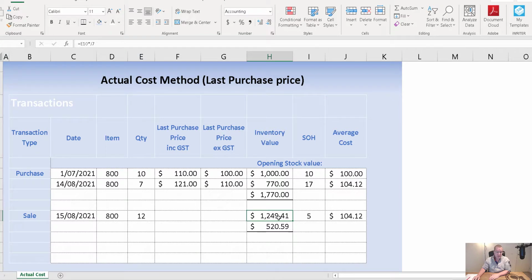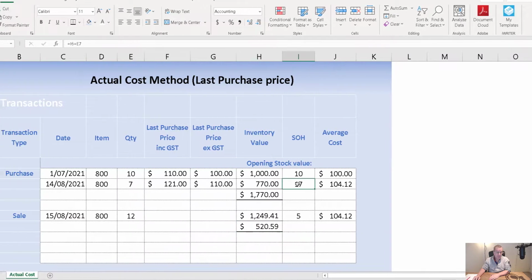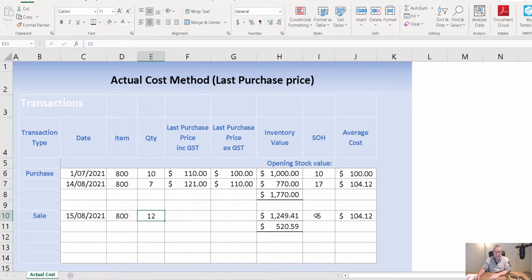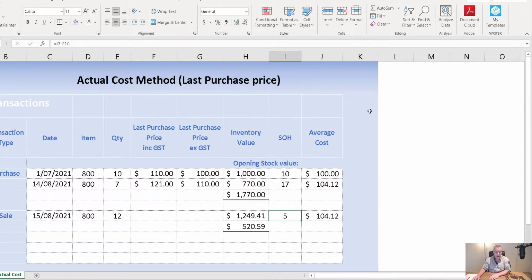And if you take the cost of sales away from your previous inventory value, you get a new inventory value here. And if you divide the quantity into that value, you still get the average cost. So that's the 17 minus the 12 that you sold, giving you a final quantity on hand of 5 at $104.12, which will give you $520.59.